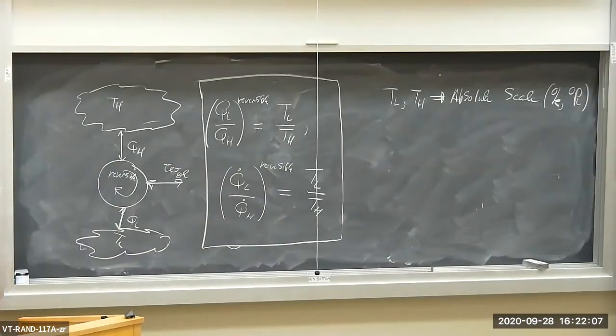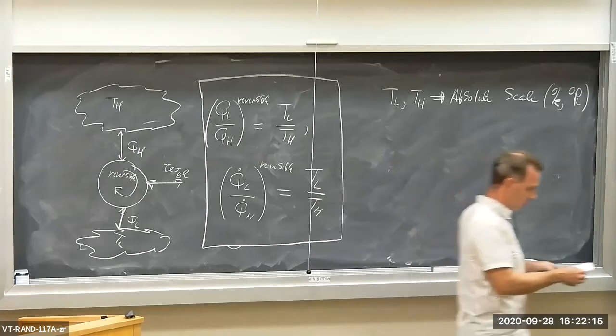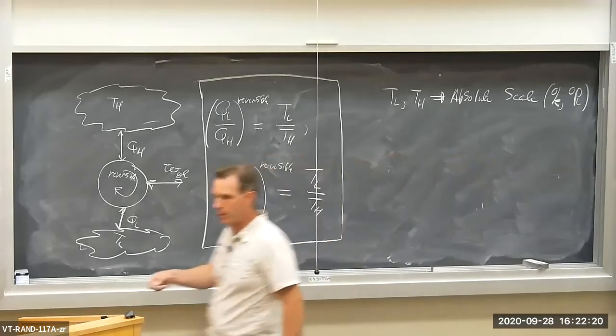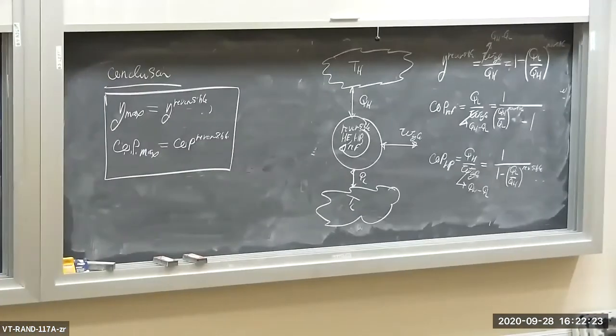Let's do an example here. Let's say we have a heat engine. Forget reversible, just say heat engine.